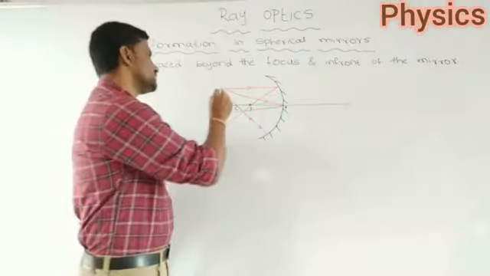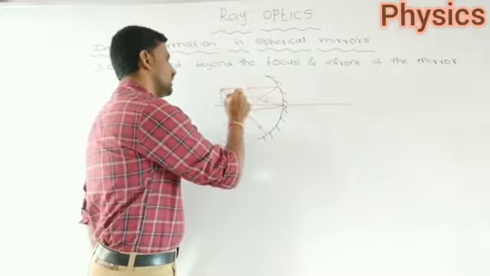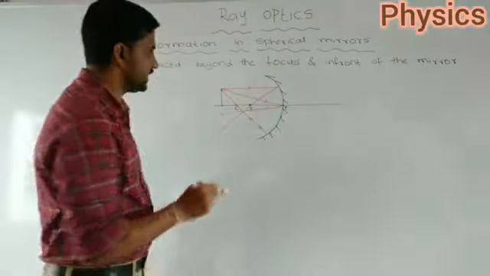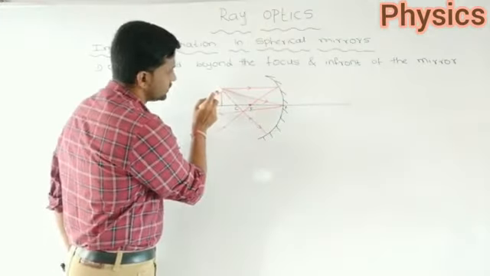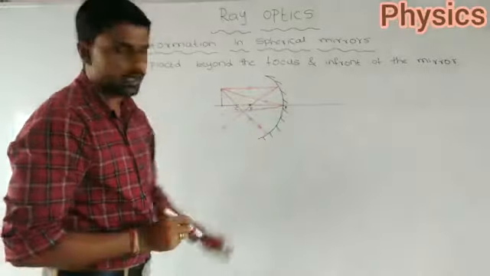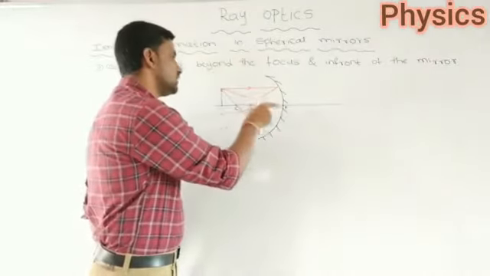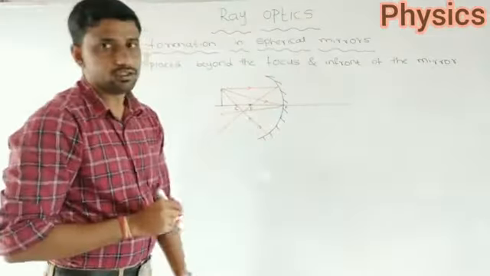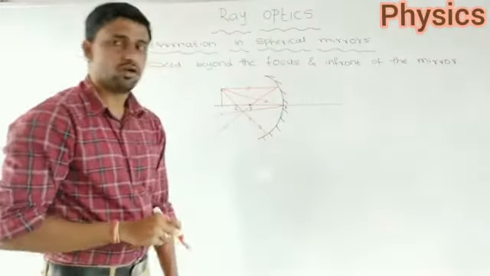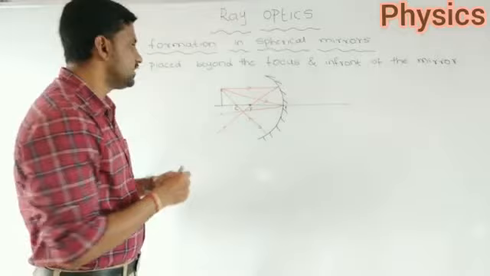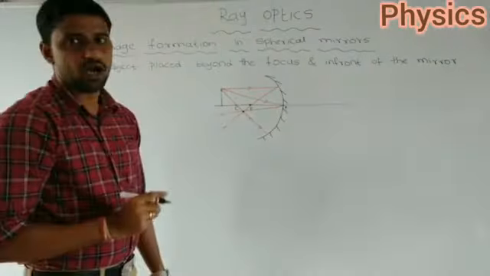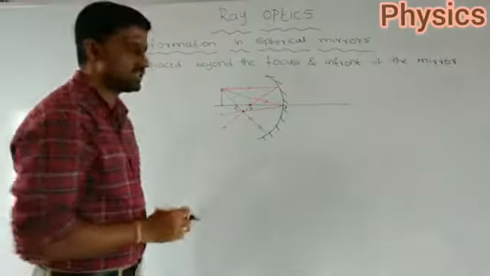The first case is I am going to make the ray incident exactly parallel to the principal axis. Second, a ray incident through the center of the concave mirror, and third, a ray I am going to make incident at the pole of the concave mirror. If you observe here, after the reflection, all of them will meet at some point. This is the point you are observing.